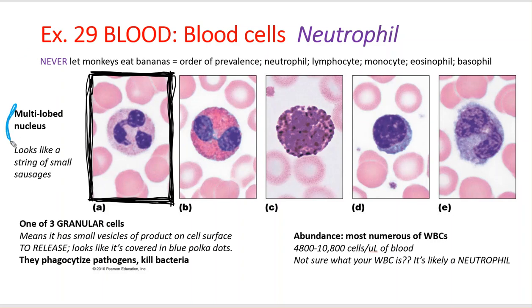Neutrophils have a multi-lobed nucleus that looks like a string of small sausages, and you can see all these connected lobes in there. They're covered in granules, so they have vesicles on their surface, and there are going to be some dark blue polka dots on them. Those vesicles are filled with product that they release. They're the most abundant of all the white blood cells, so if you are uncertain about what cell you have seen, it's likely a neutrophil. Their overall job is to phagocytize pathogens and kill bacteria.